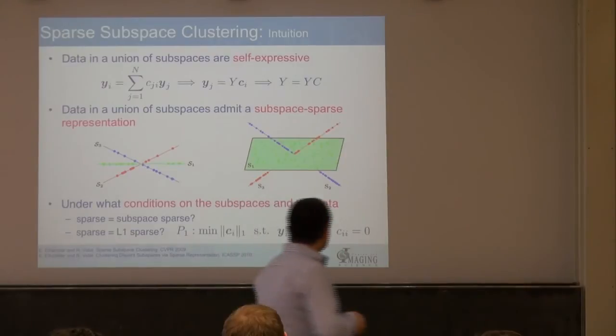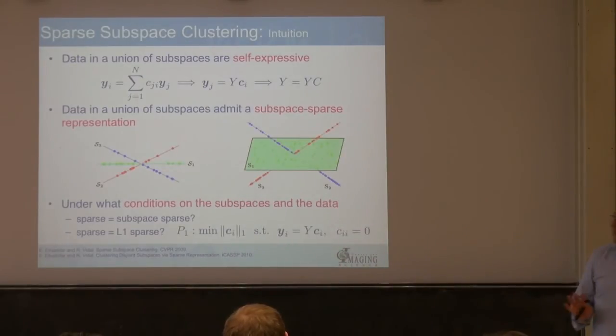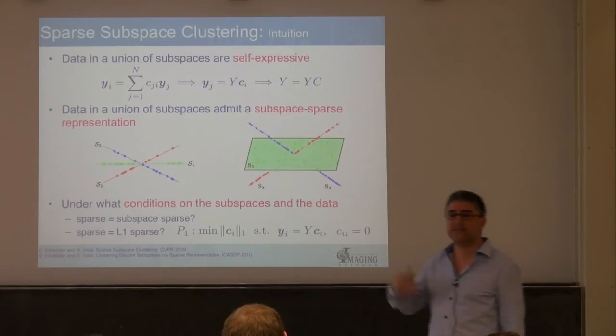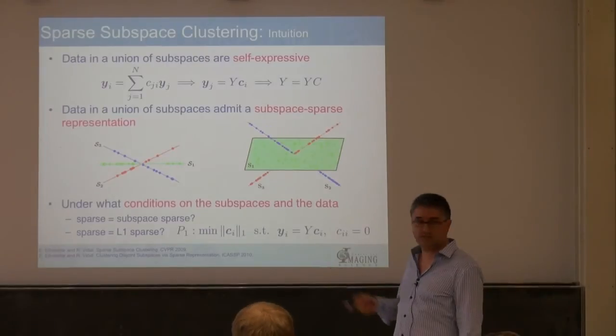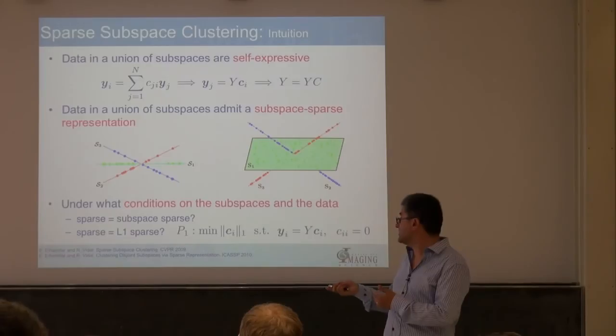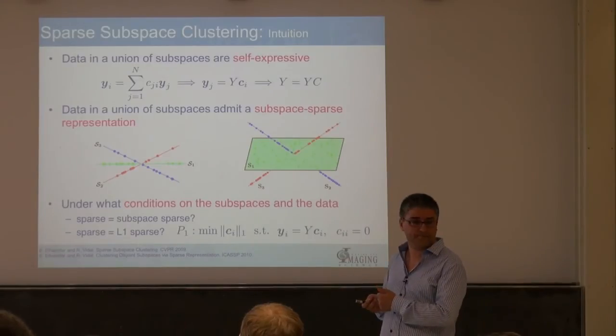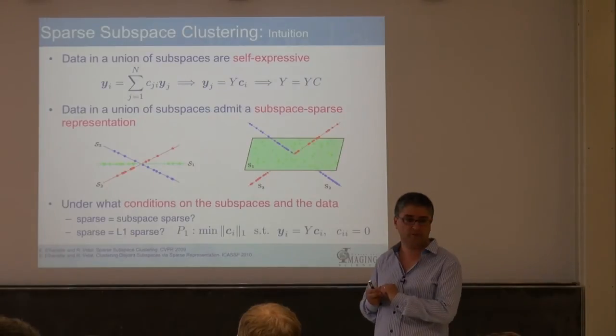The second part is I am a very lazy person, and I do not want to do L0 minimization, which is counting the number of non-zero coefficients. I would like to do something simpler, which is L1. And because I'm going to be lazy, I want to ask the question for the lazy algorithm. If I do L1, when is it the case that the non-zero coefficients come from the right group?